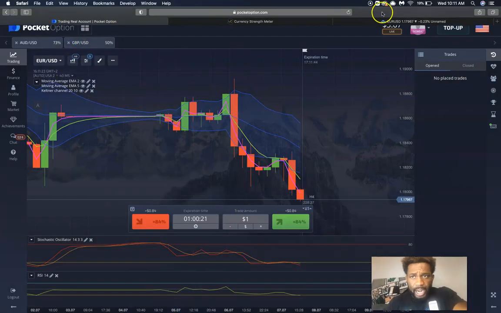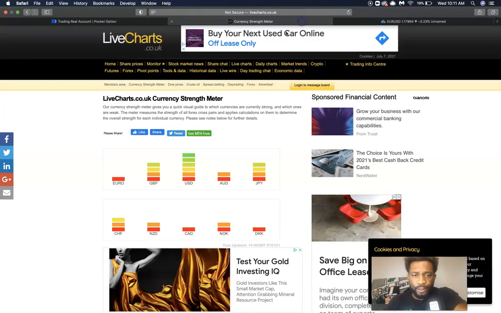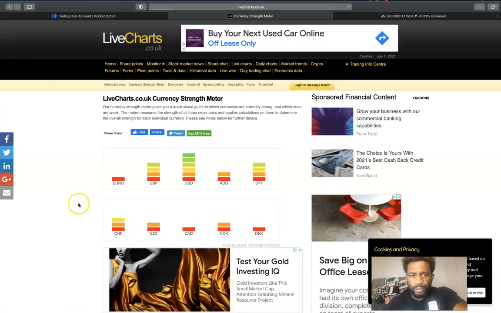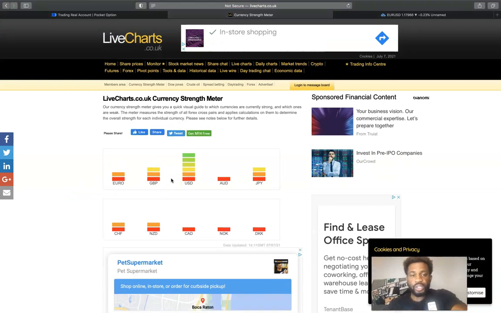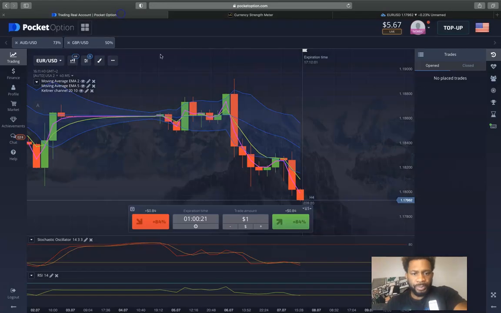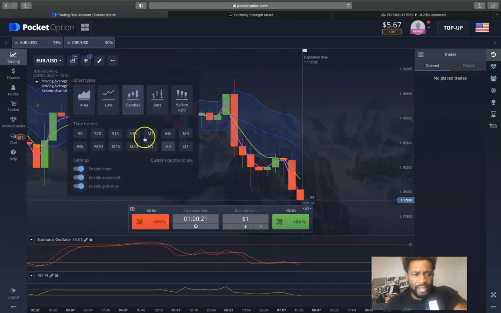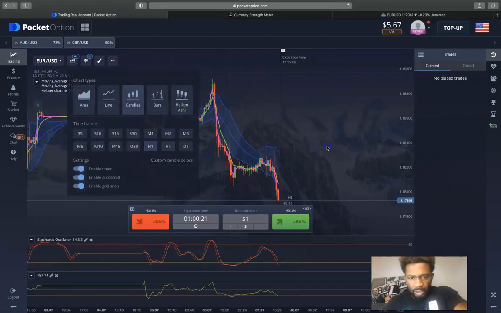So this setup, guys, I'm looking at Euro USD for a sell. The reason why I'm looking for that right now is that another tool I use is called Currency Strength Meter. I look at which currency is the strongest against which is the weakest. USD is stronger than Euro, so I'm looking for a buy, or excuse me, I'm looking for a sell.